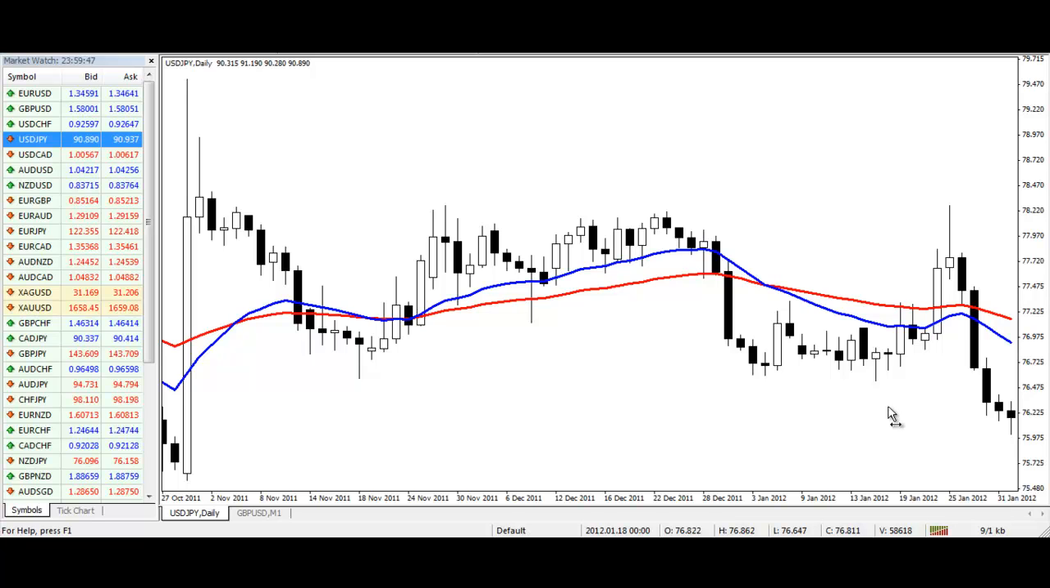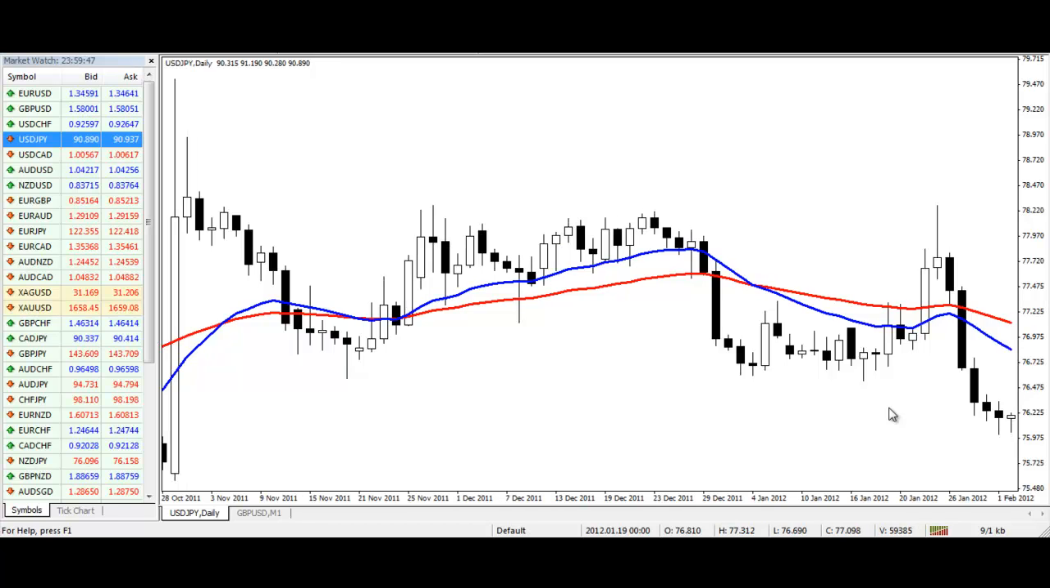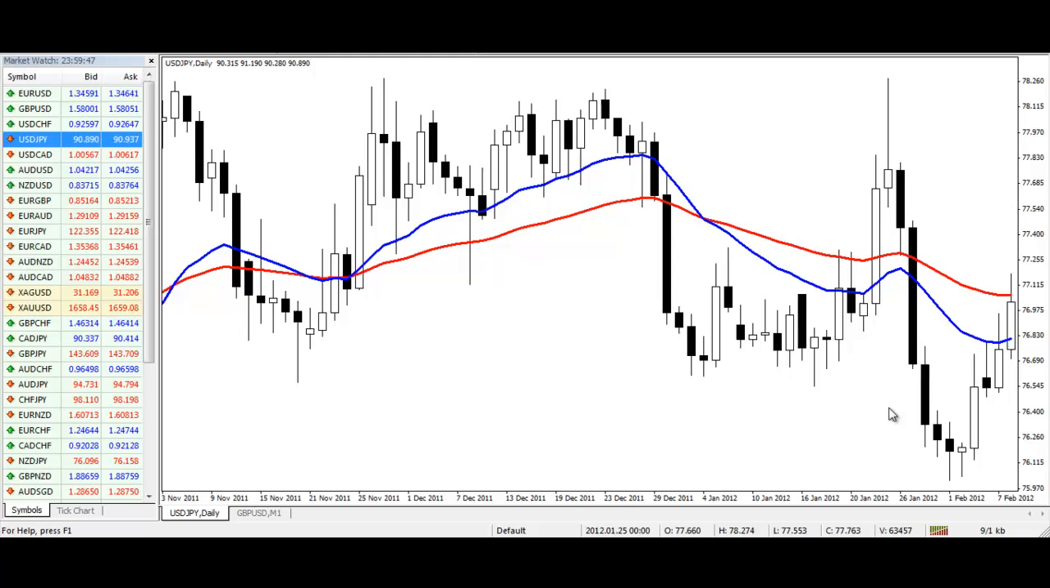Now, on this particular chart that we've got in front of us, this is the dollar yen, of course, and it's quite a sideways market at this point in time. There's no real reason to want to be a buyer or a seller here, so we're going to wait until we've got ourselves an actual trend.